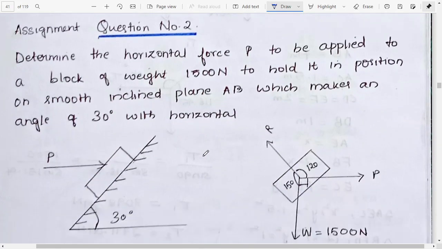In this problem you will have to do this. The second problem states: determine the horizontal force P to be applied to a block of weight 1500 Newton to hold it in position on a smooth inclined plane AB, which makes an angle of 30 degrees with the horizontal.